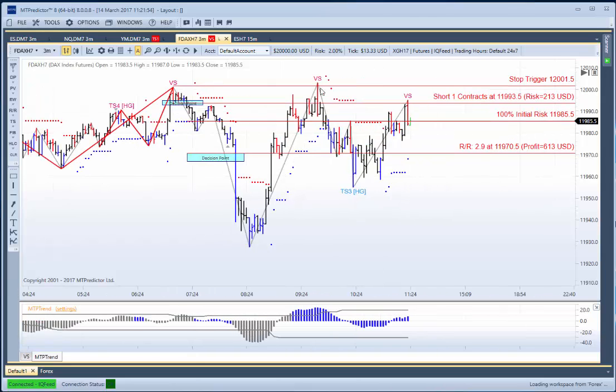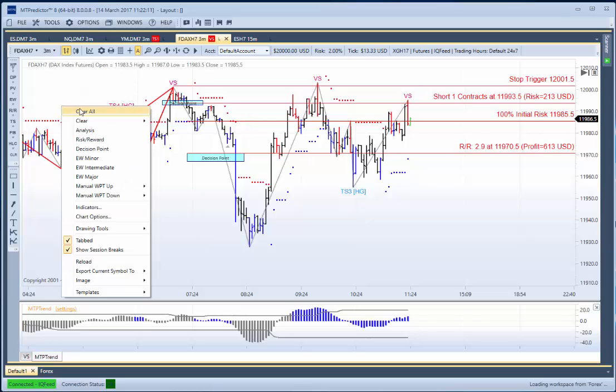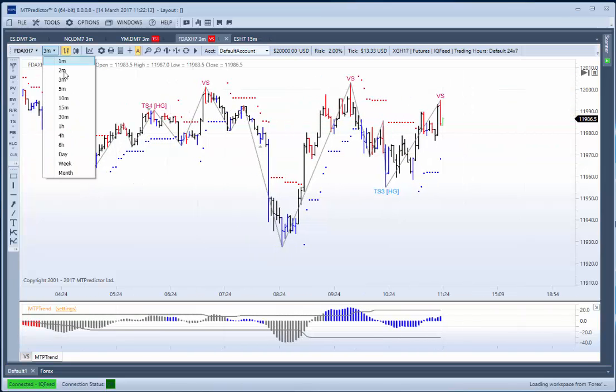Looking at a couple of other trade setups later in the day that are actually unfolding, you wouldn't have been taking this VS sell or this VS sell because they're against a blue MTP trend, but you may well have been long off this TS3 Holy Grail trade setup. But these I don't want to look at because I want to look at the trade management of this VS sell here. So let's have a look at the higher time frame chart.